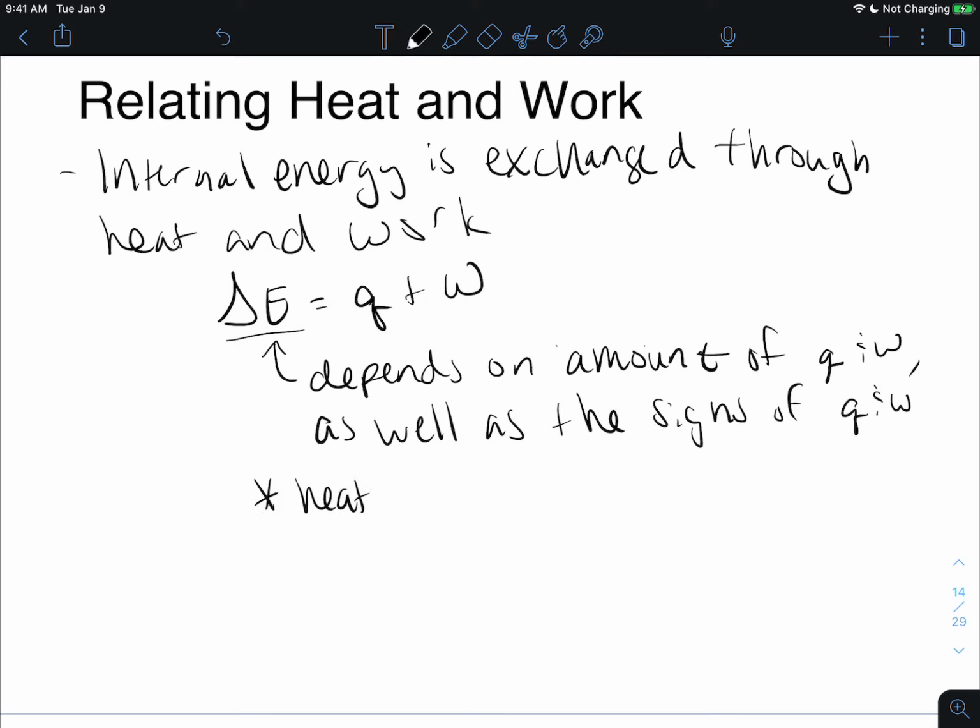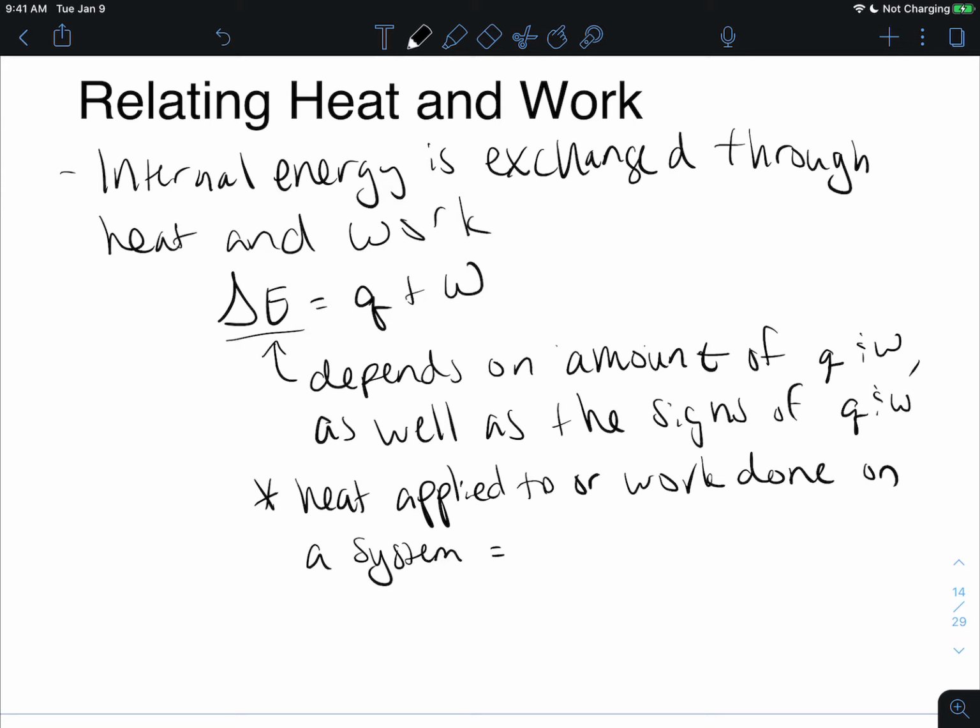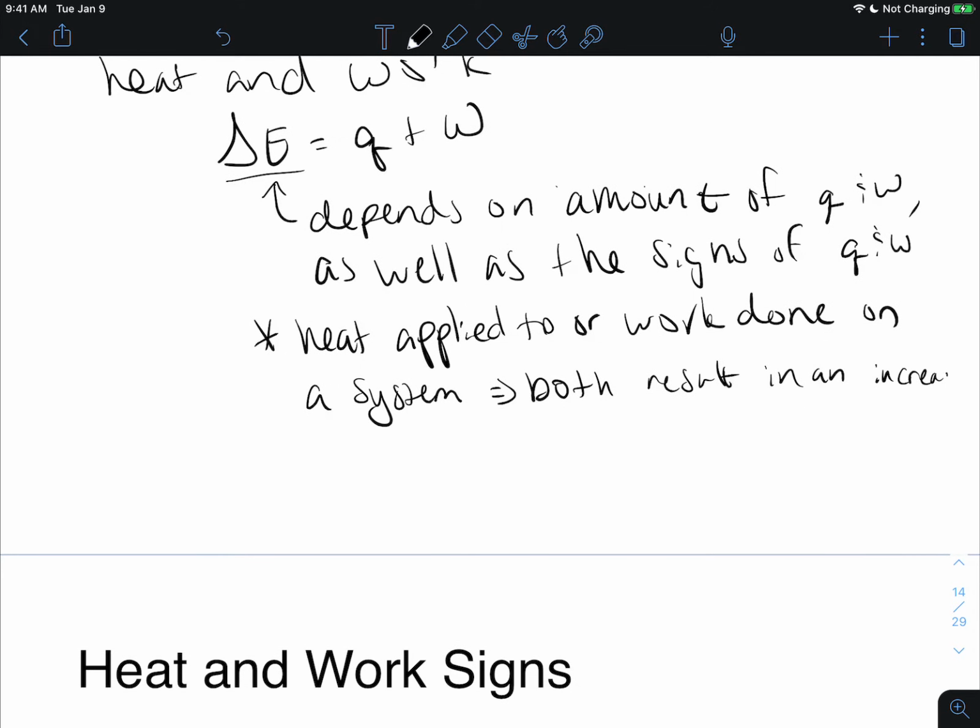So heat applied to or transferred to or work done on a system both result in an increase in internal energy. So that's going to be a positive sign. All of those will be a positive sign.